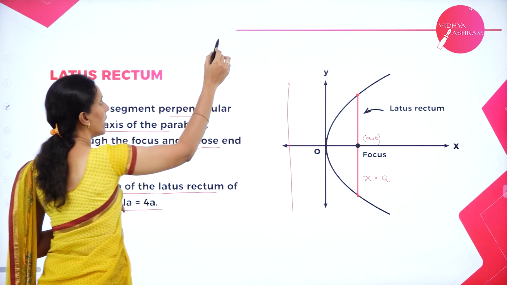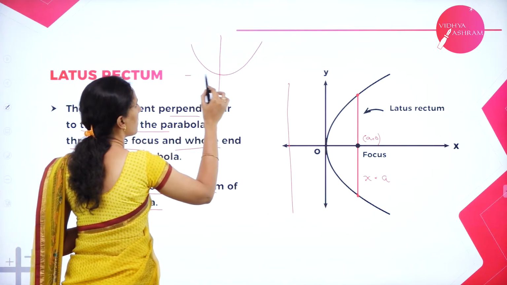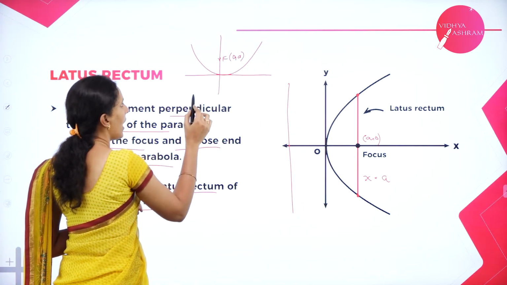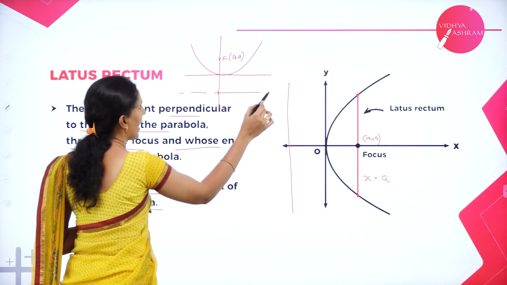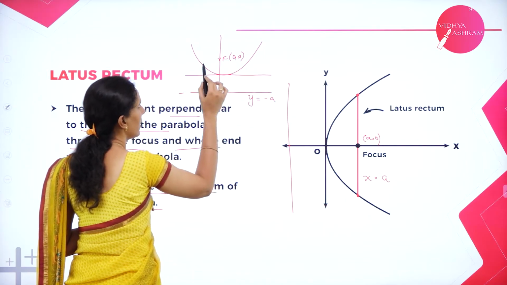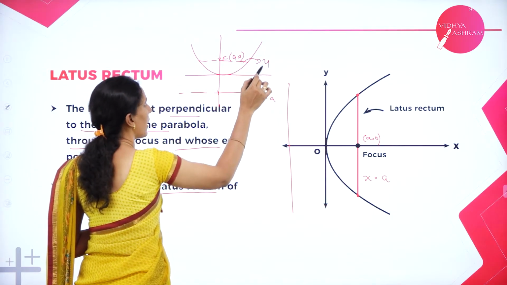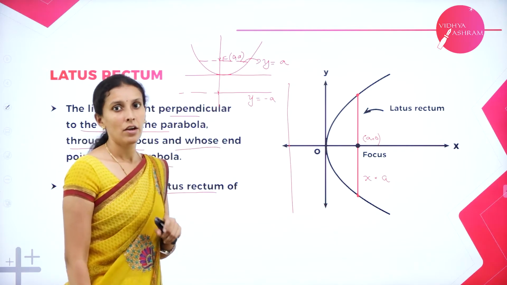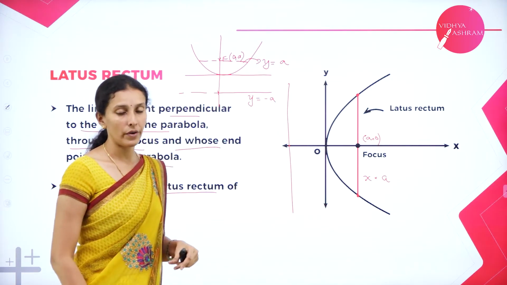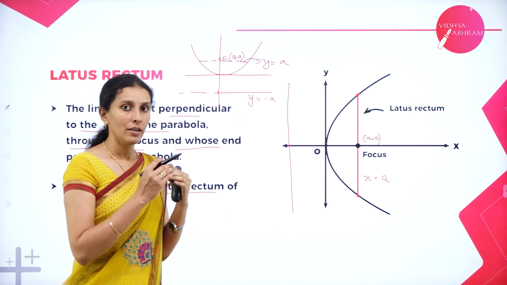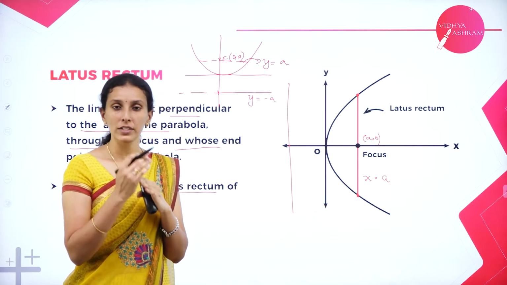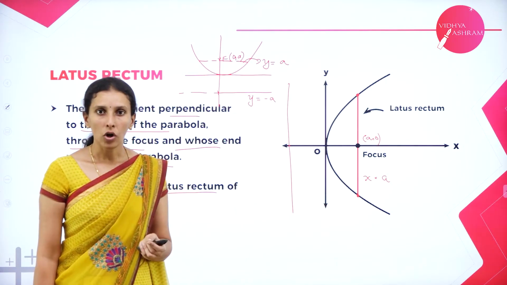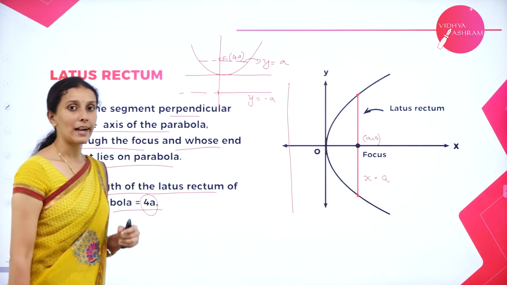Suppose we take an upward parabola like this. If this is the focus, we write it as 0 comma a, and this is the directrix whose equation is y is equal to minus a. Then the equation of the latus rectum can be written as y is equal to a, because it is on the positive side, at a distance a from the origin. So whenever the axis of symmetry changes, the equation of the latus rectum, directrix, and focus all change, but everything depends only on the value of a. And also remember, the length is always exactly 4a.